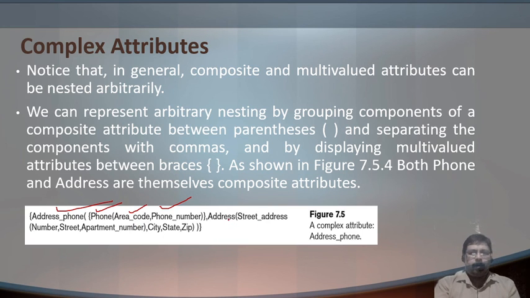You see here address. Okay, two attributes we have joined here. One is address and another one is phone. This is a phone, okay, which further contains a number of sub attributes such as the area code and phone number. Address is further having sub attributes such as the street address, number, street, apartment number, city, state. So such attributes you can call complex attributes.